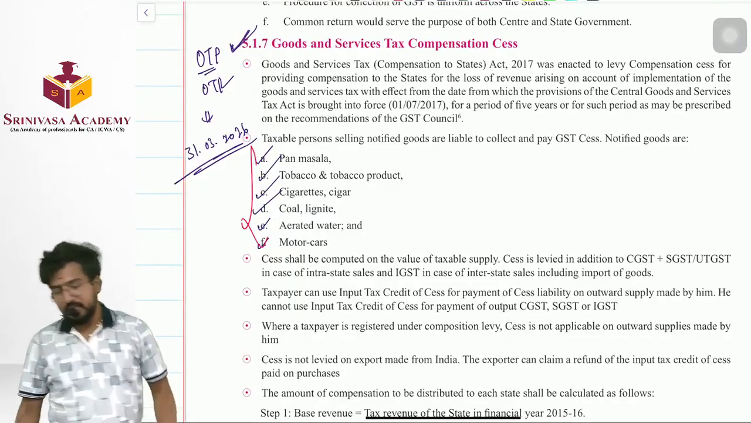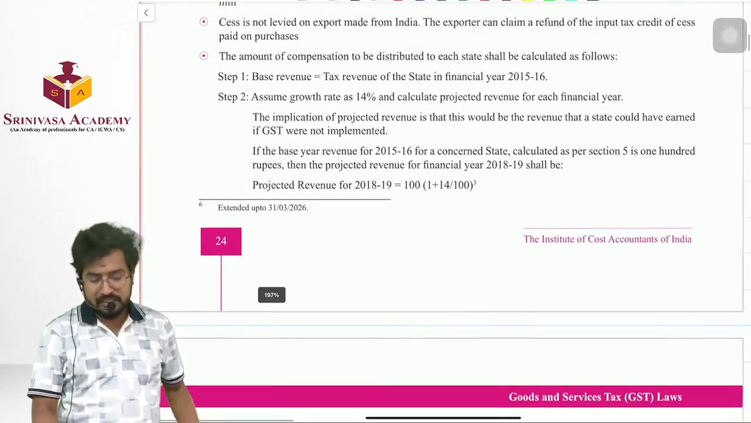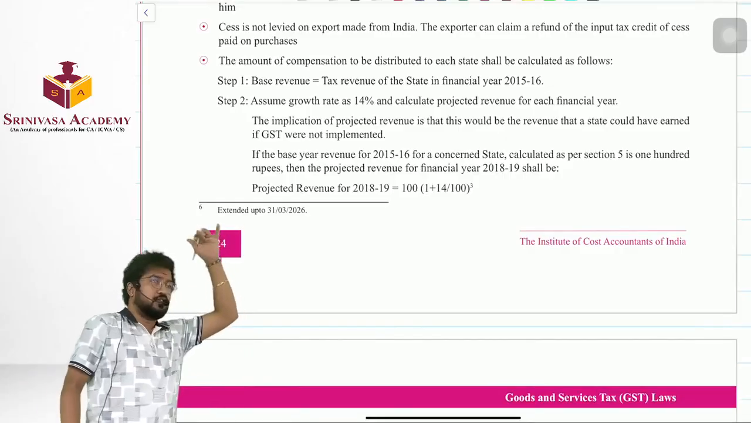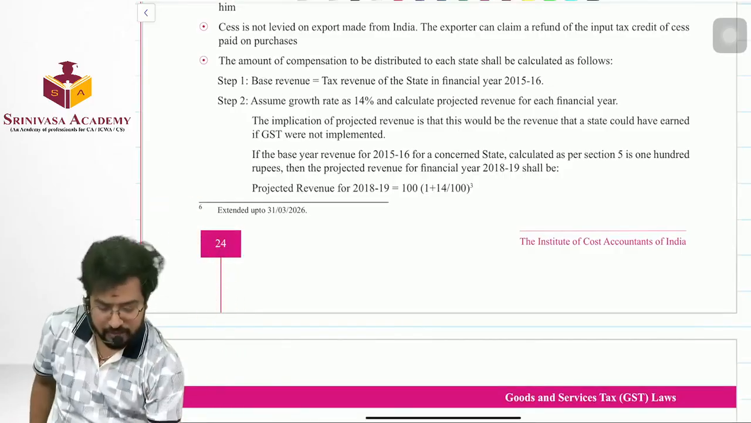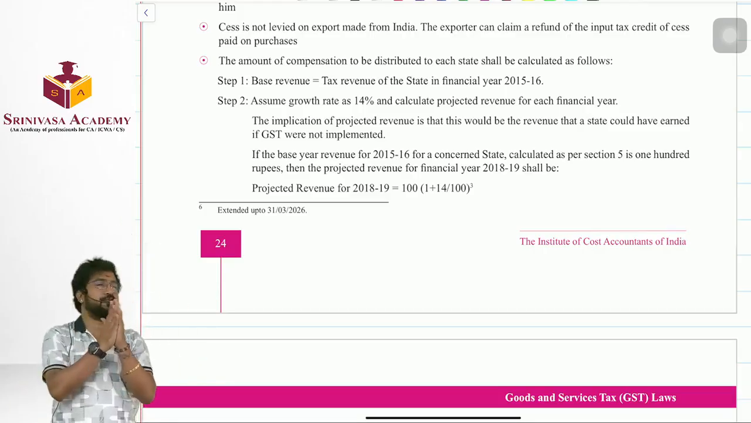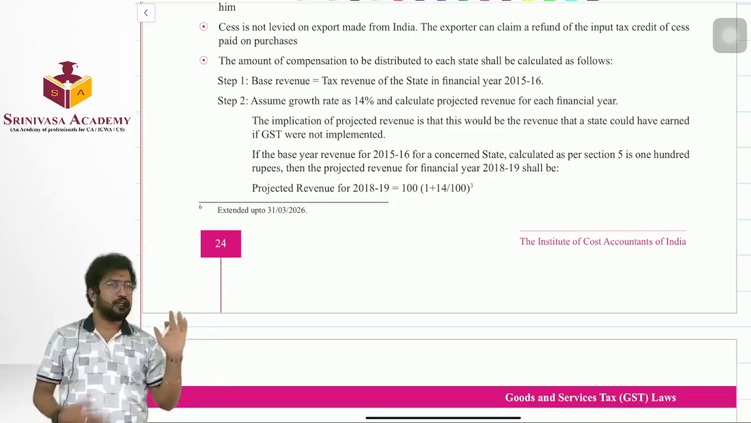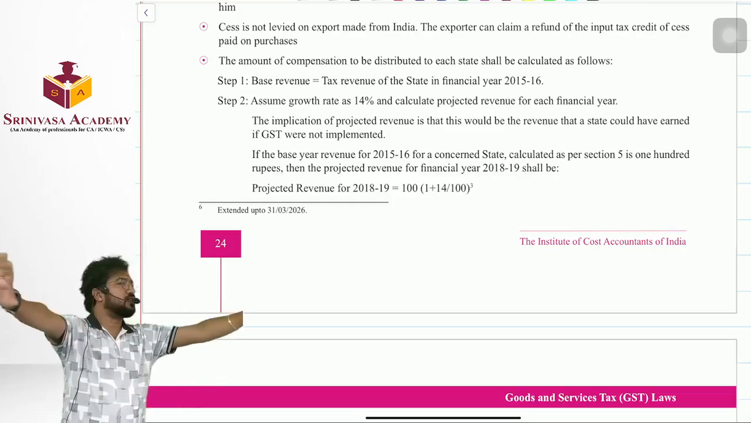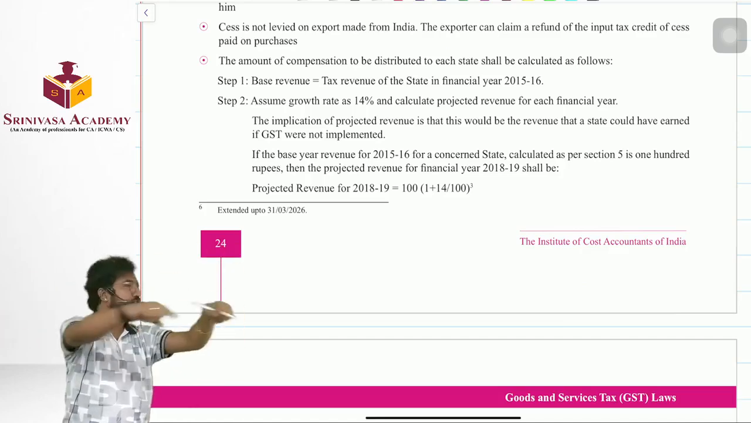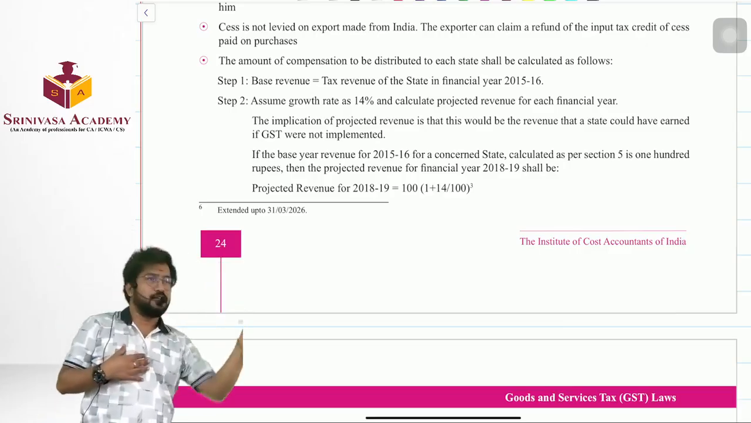Just remember that. Next, how were the states getting compensation? If you remember the discussion, we take the base year 2014-15 revenue. First of all, listen carefully. Because of the introduction of GST, states had the fear that their revenue would be affected.